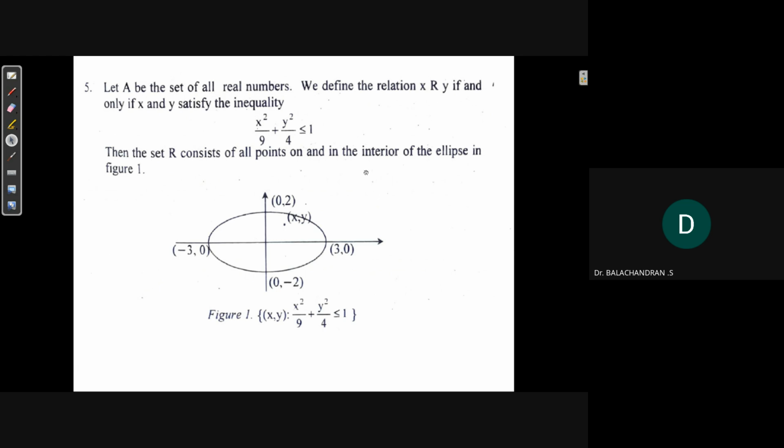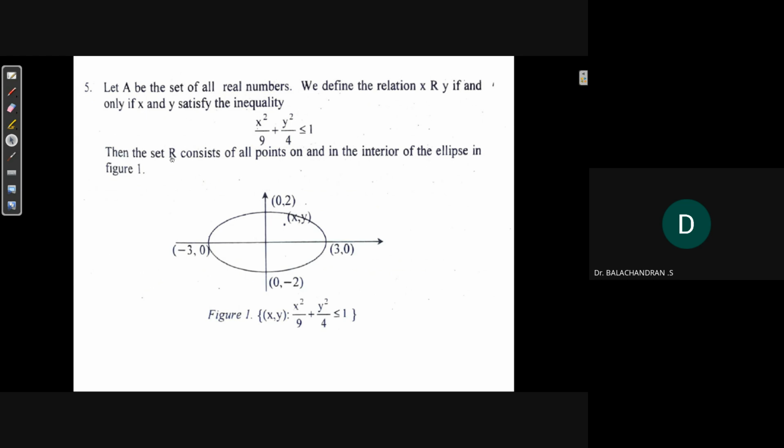So next, another example for relation. Let A be the set of all real numbers. We define the relation: x is related to y if and only if x and y satisfy this inequality. That is, this is actually what? If it is equal to 1, it means an ellipse. So x squared by a squared plus y squared by b squared is less than or equal to 1.